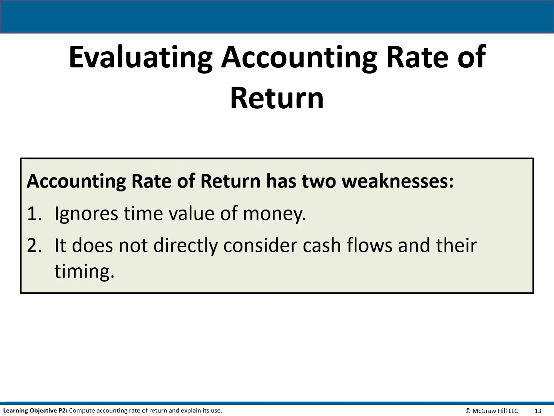So using the accounting rate of return to evaluate investments has 2 major weaknesses. It ignores the time value of money, and it does not directly consider cash flows and their timing. Remember, as I mentioned, we were using the income, not the cash flow, when we were calculating the accounting rate of return. So this one ignores the cash flow.